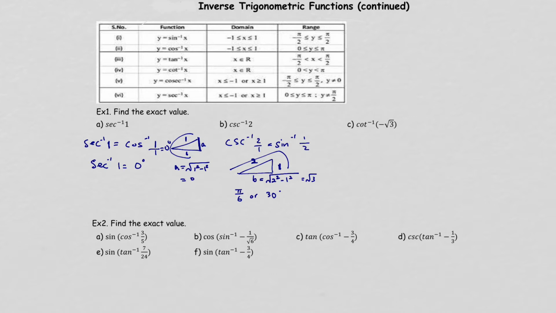So cosecant inverse of 2 should be pi over 6, in the first quadrant. Why is it the first quadrant? Because they were all positive values, right? So in order to be all positive, it had to be the first quadrant.